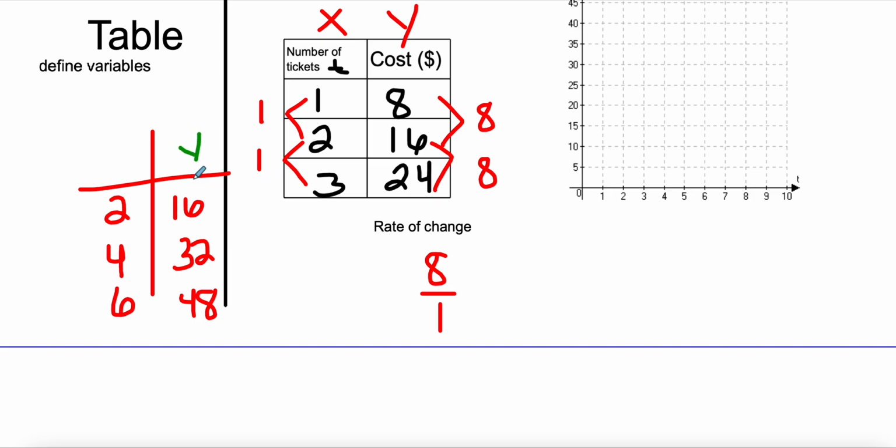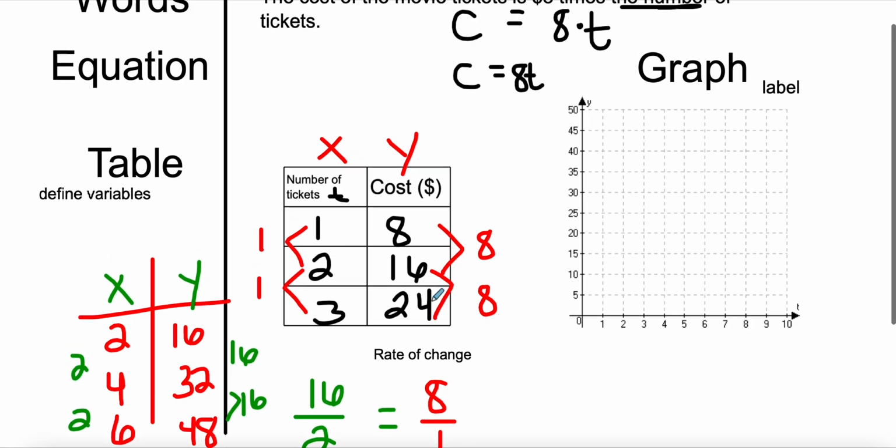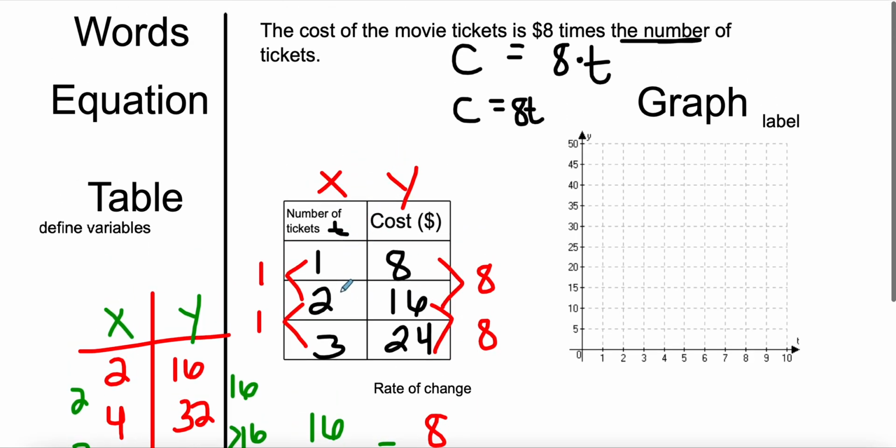So if this was my y and this is my x, the x this time went up by 2 each time. The y went up by 16. And you can see 32 to 48 is 16. So if you take your rate of change, your y over your x, that would simplify down to 8 over 1. It's the relationship. So let's graph our numbers here.